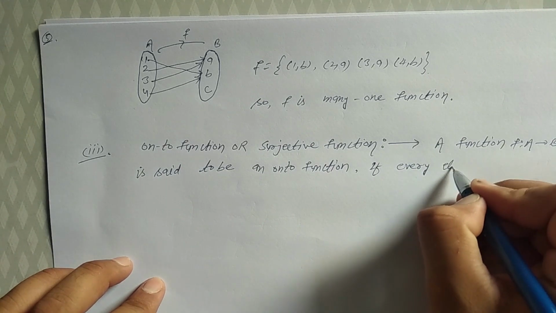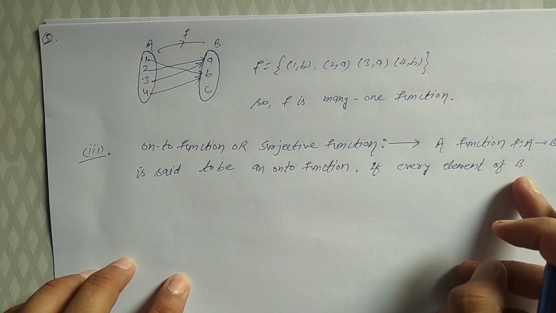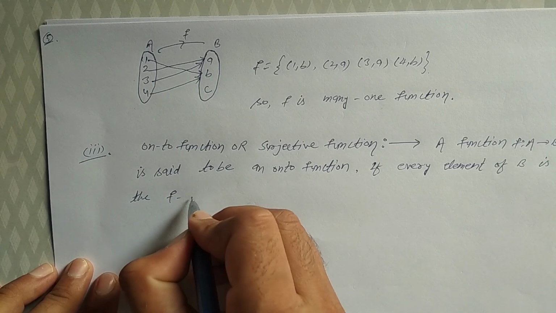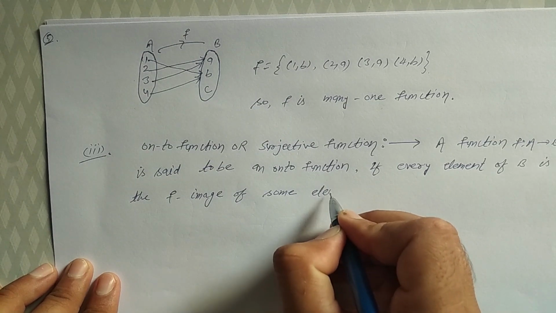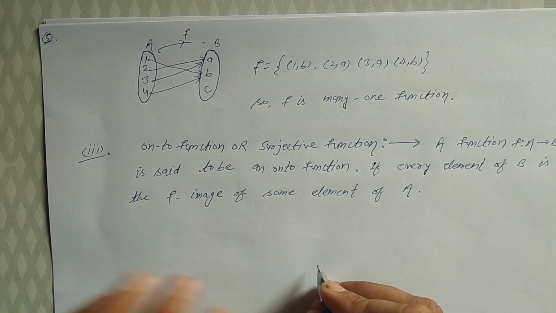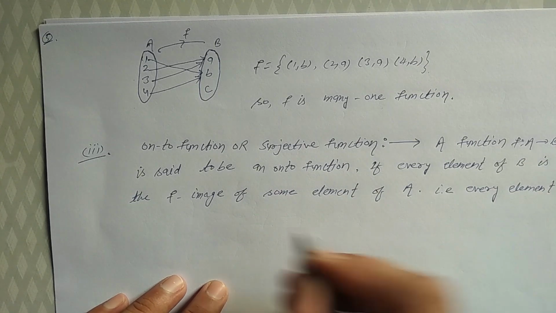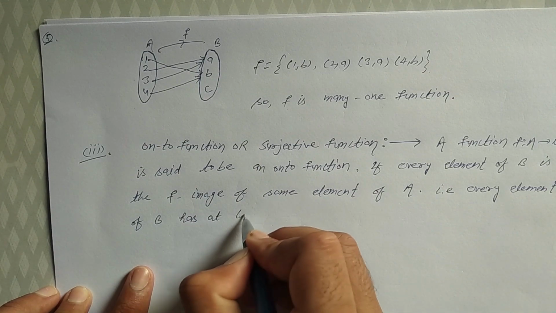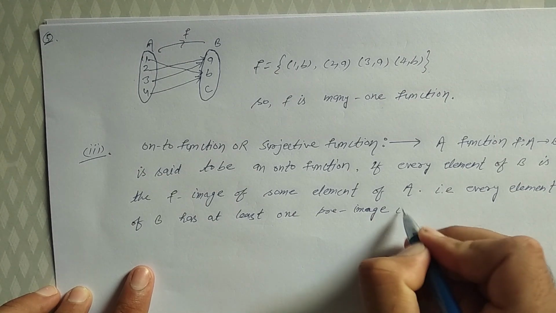every element of B, every element of set B, is the f image of some element of set A. I.e., every element of B has at least one preimage in set A.